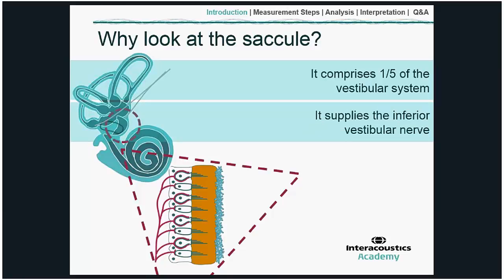The other important thing is that the cVEMP actually tests the inferior vestibular nerve. What I've done here is I've drawn an inferior vestibular nerve connecting to the vestibular apparatus here, and we can see that this is the inferior nerve, and it projects and connects to the saccule and also the posterior semicircular canal.